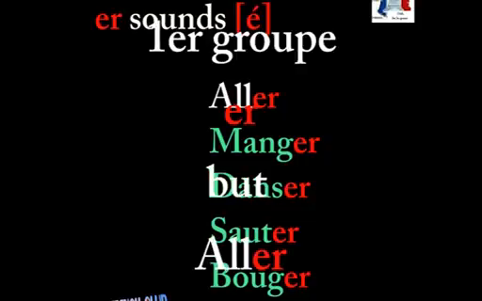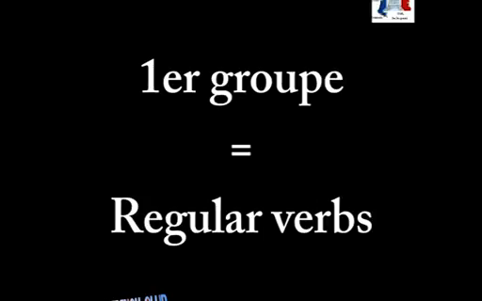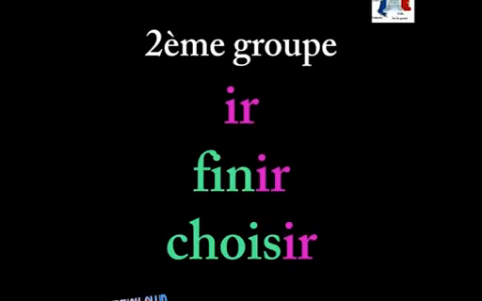So first group, ER at the end. When you see that, it's first group. Regular verbs. I will explain why, but this is the regular group. First group, regular group. So premier group, regular verbs. Deuxième group, all the verbs in the second group sound ER. So the first group, we said it sounds A at the end. The last sound is A. On the second group, the last sound is ER.